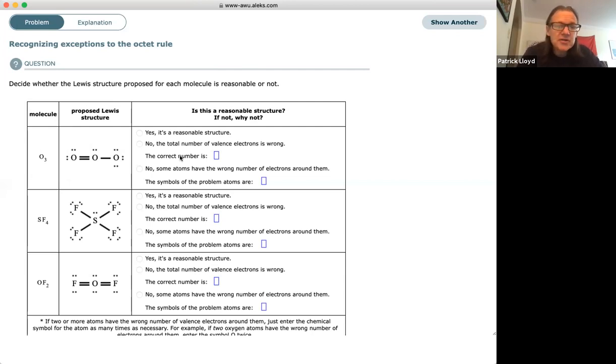That's 18, so it's got the correct number of electrons. That's cool, the correct number of valence electrons. So we would not say no, the total number of valence electrons is wrong. So we don't put the correct number for that one.